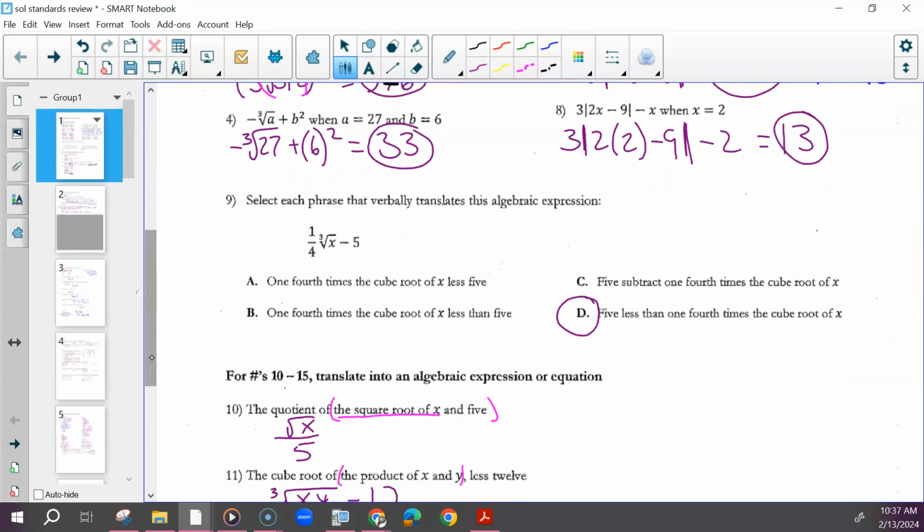9 was D. A and D were similar, but 1/4 times the cube root of x less 5. All of this would be underneath the cube root x less 5. And this one is saying it's outside of it. So D was the correct answer for 9.